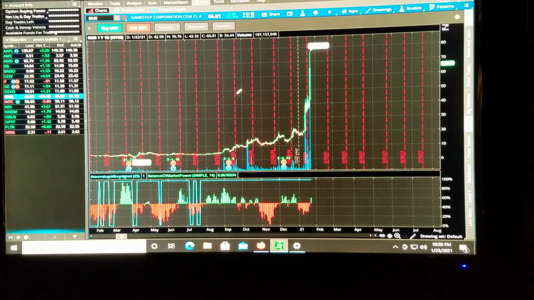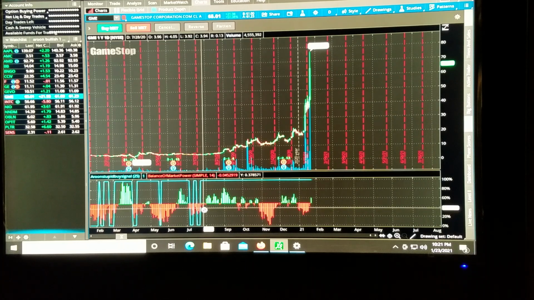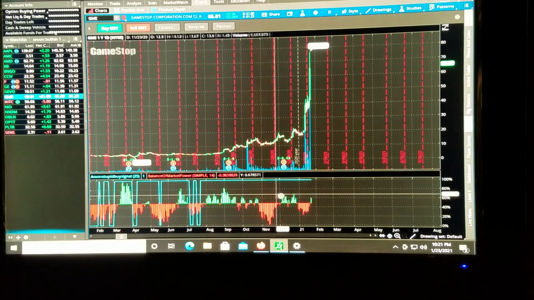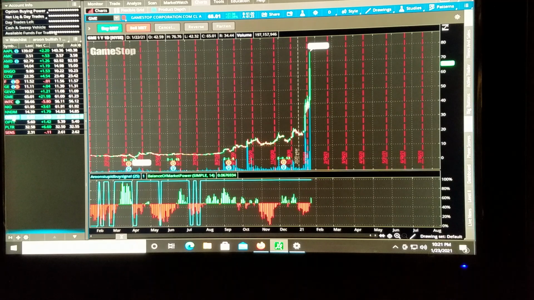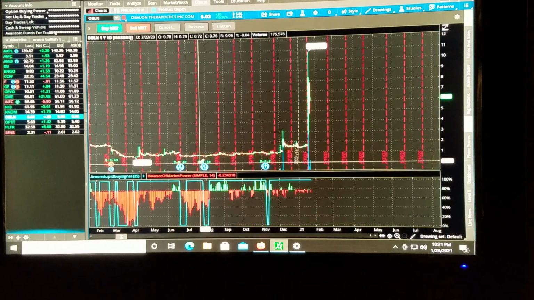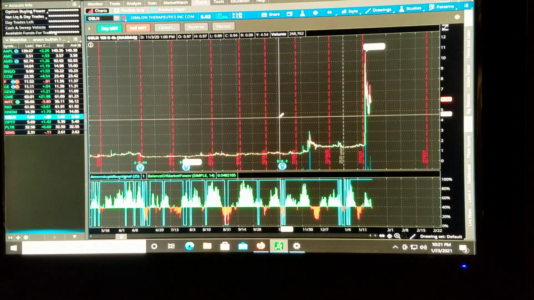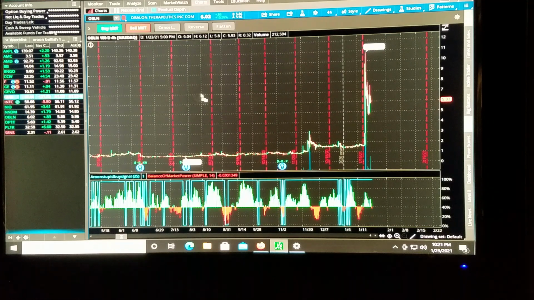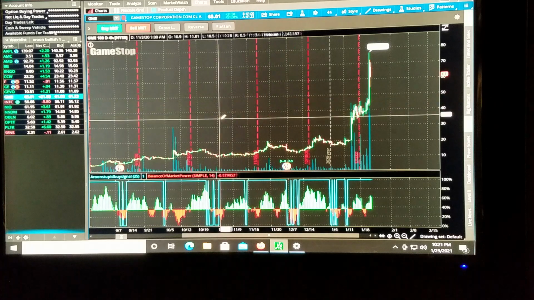Let's see GameStop here. I'm going to check out that pullback. And when it goes up, I mean, it goes up and stays bullish. And OBLN. Let's check out the 4-hour.